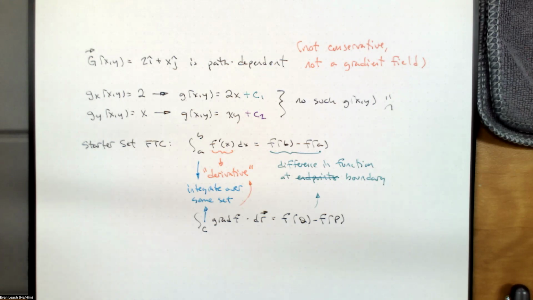All right, that's going to do it for today. These are the things that we want to think about. Different kinds of vector fields, path dependent, path independent. A path independent vector field is called conservative, and it is a gradient field.